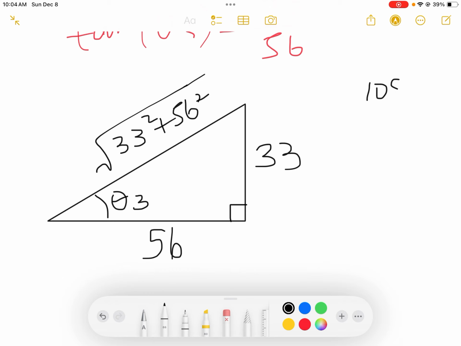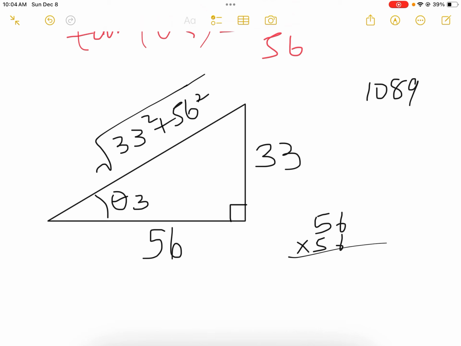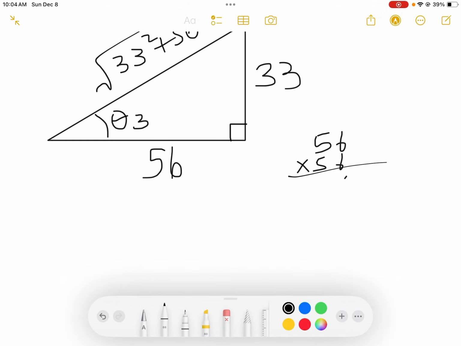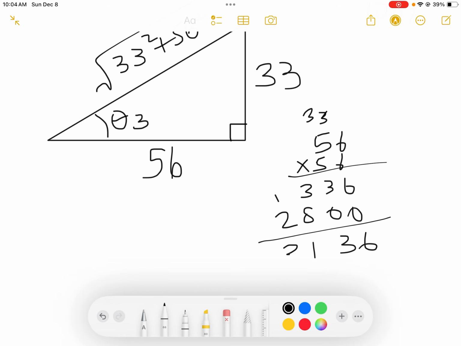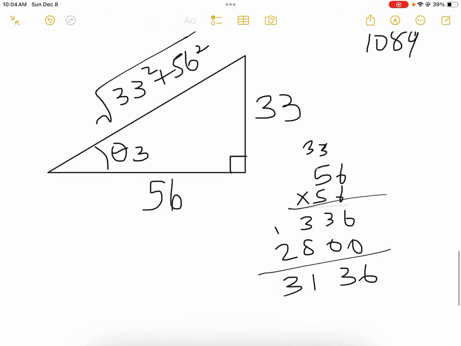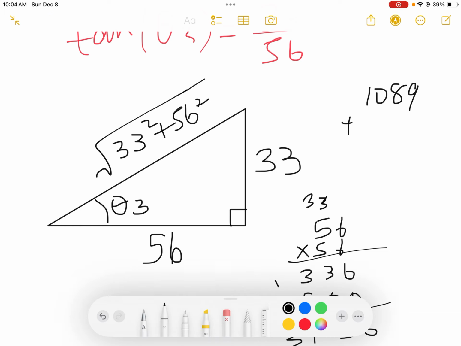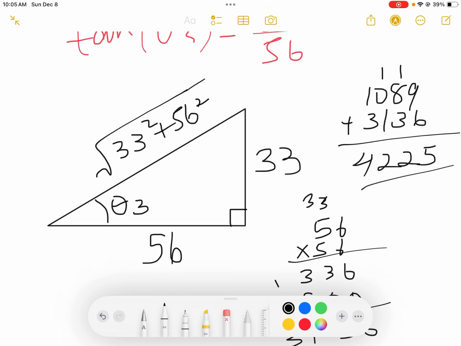Now, let's bust out some arithmetic and find out the side length of that. 33 squared is 1,089. 56 squared, oh, I don't have that memorized, so let me just find out what it is. Alright, 56 times 56. 336, this is 0, 28, 6, 3, 1, 3. It's equal to 3,136. And if we add these two up, we get 4,225.